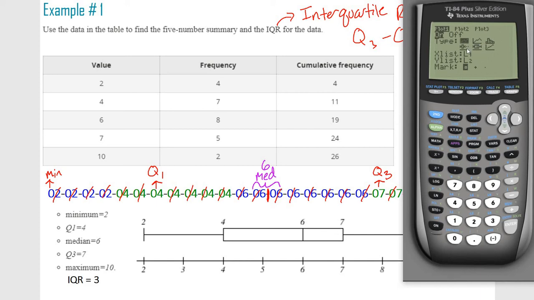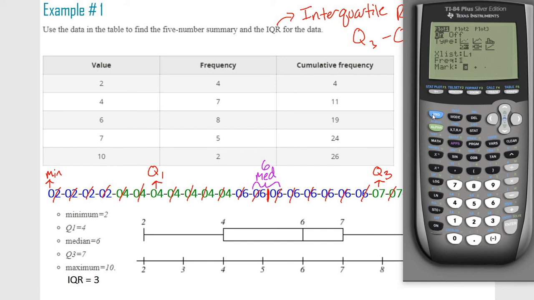Always pick the one with outliers. You always want to make sure that is shown. Why is it letting me pick that? Oh, I have to go to the right. Okay, weird, different calculator than the one I have at home. All right, so pick the one with outliers. And so list 1. And here, since we used a frequency table, we're going to say frequency is list 2.